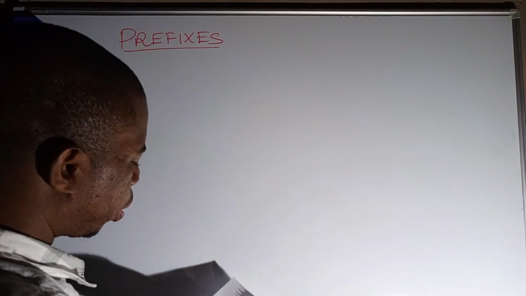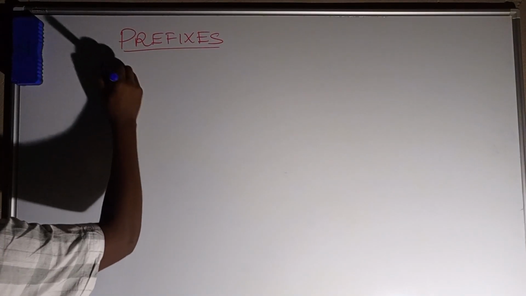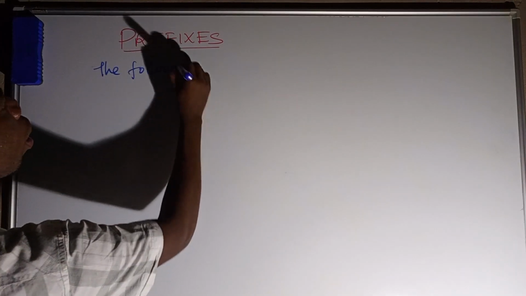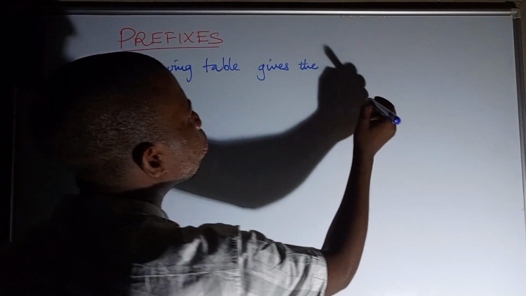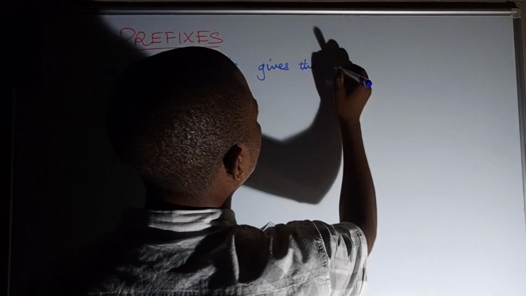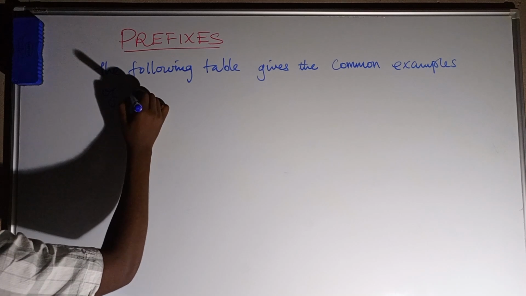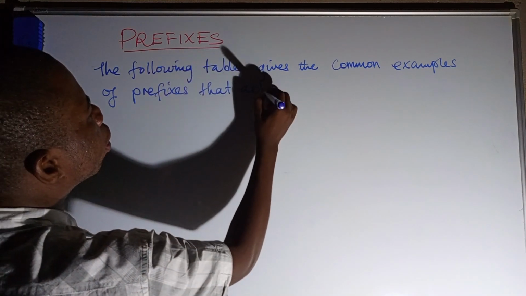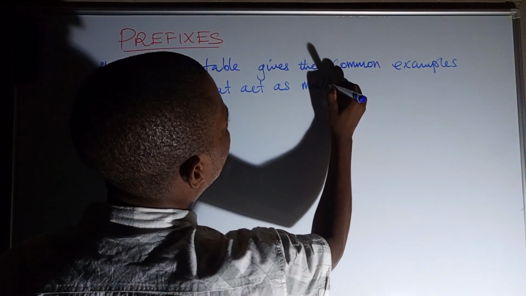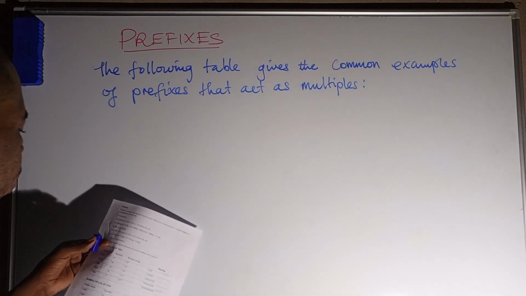So we need to look at the table which gives us submultiples. The following table gives the common examples of prefixes that act as multiples.